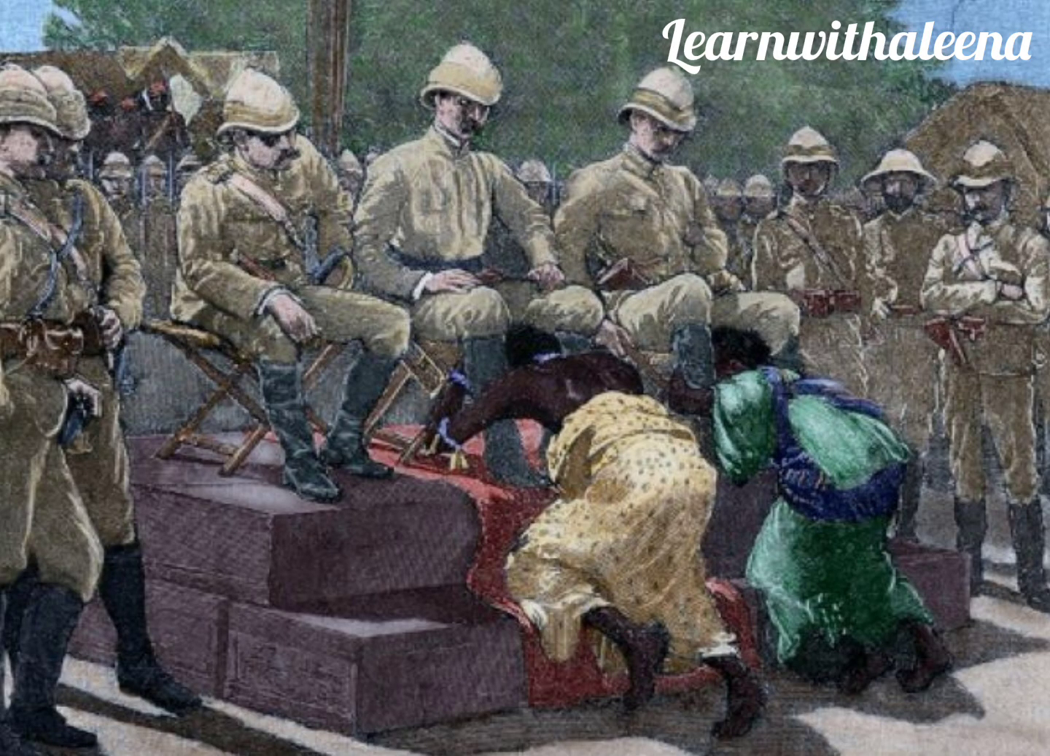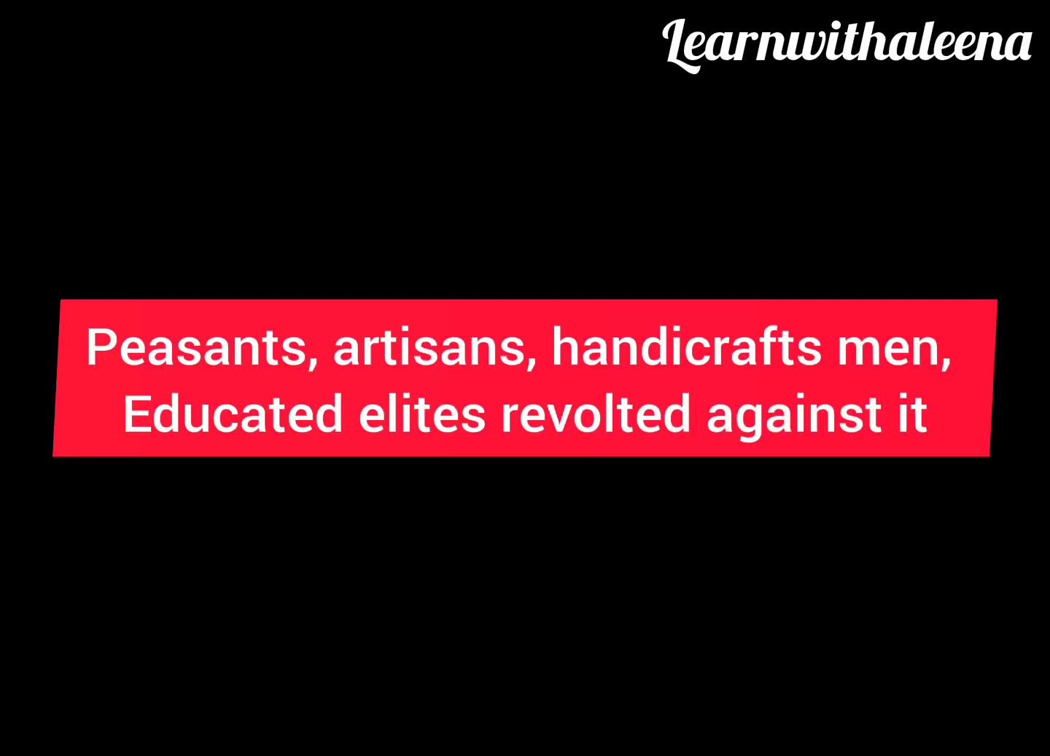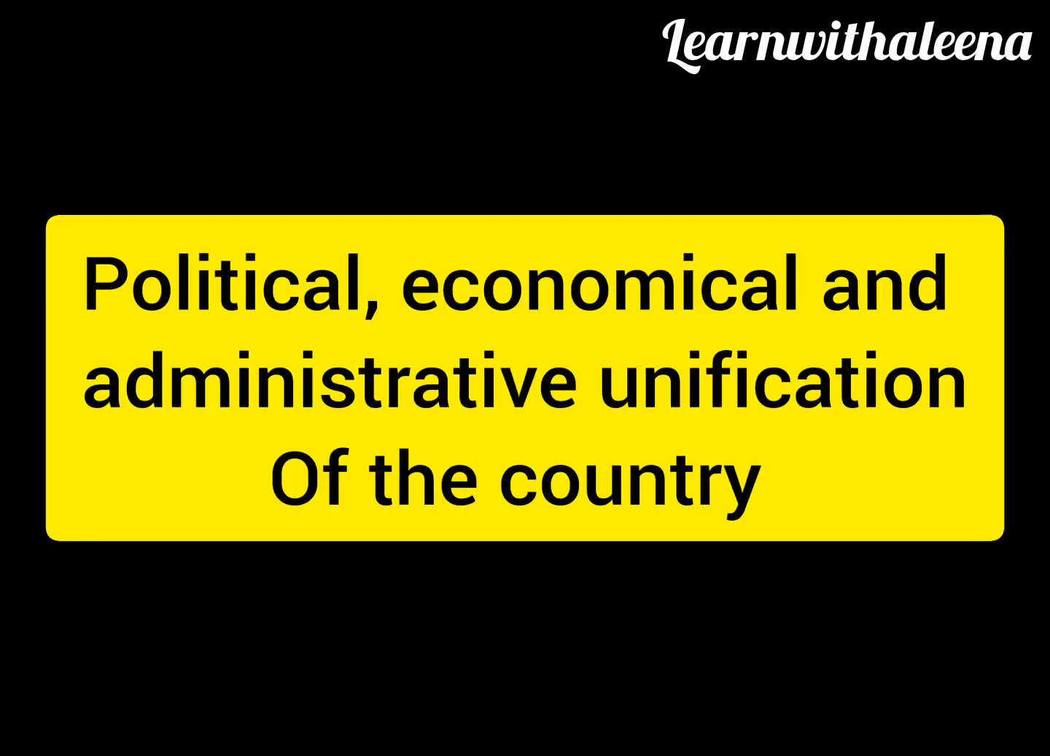Understanding of contradictions in Indian and colonial interest: people came to realize that colonial rule was the major cause of India's economic backwardness. All sections of classes, including peasants, artisans, handicraft workers, intellectuals, the educated and the capitalists, revolted against it. Political, administrative, and economic unification of the country.